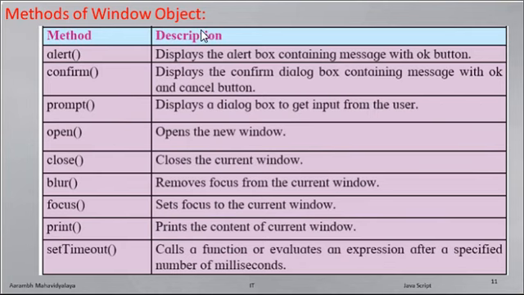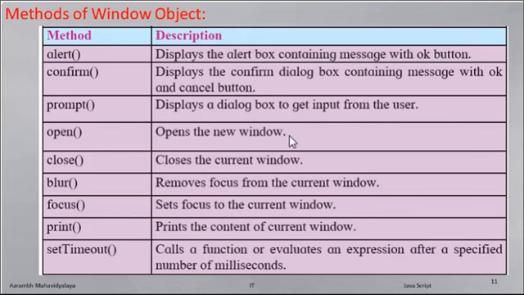Then methods of the window object. Alert. Alert will display an alert box containing a message with the OK button. We already used it. Then the second one is confirm. We also used it. It displays the confirmation dialog box with the OK and Cancel buttons. Then prompt. It shows the dialog box to get input from the user. All these three methods we already used in most of the Java programs last year.